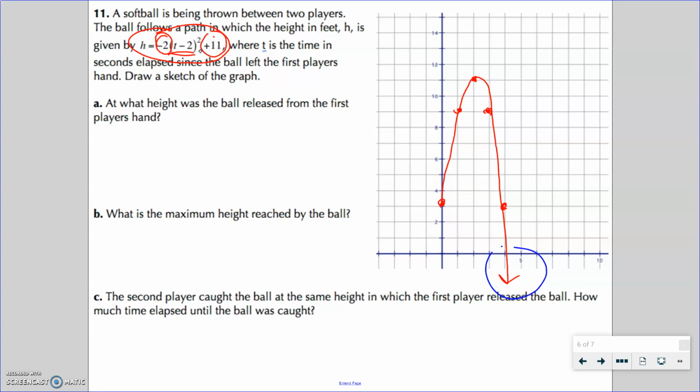So A asks, at what height was the ball released from the first player's hand? Well, it kind of seems like the first player's up here. So the ball was released at a height of 3 feet. So there's our first player.